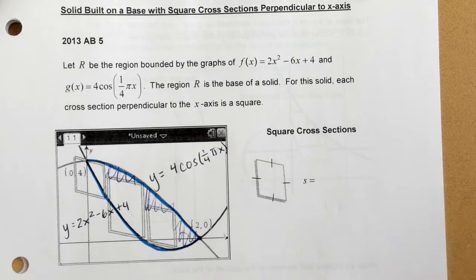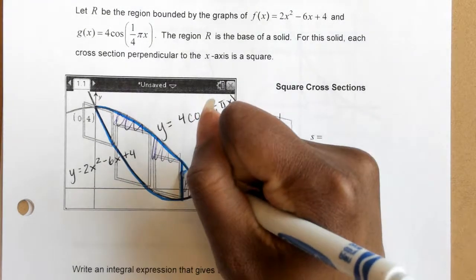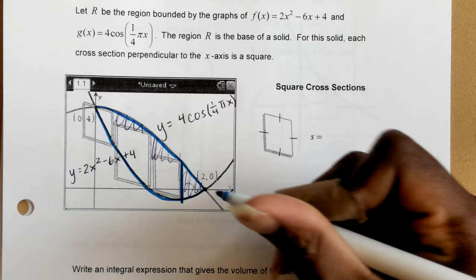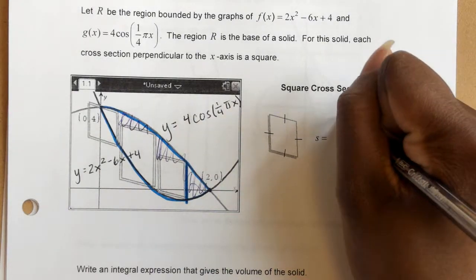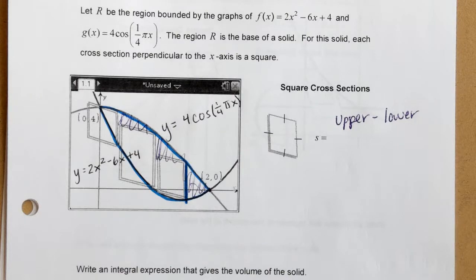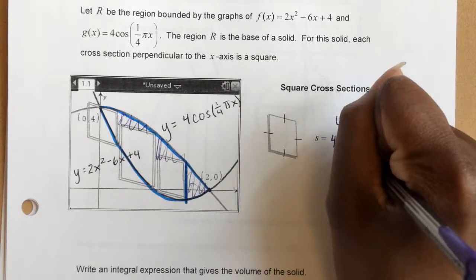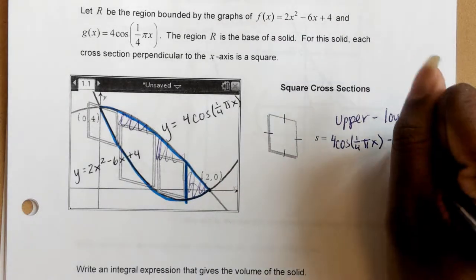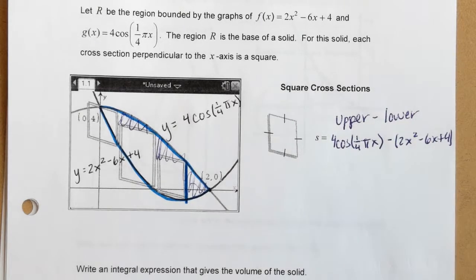So then, to find the length of one side of the square, the length of one side of the square is going to be our top function minus our bottom function, our upper minus lower. So then we have our upper function, which is 4 cosine 1/4 pi x, minus our lower function, which is 2x squared minus 6x plus 4.